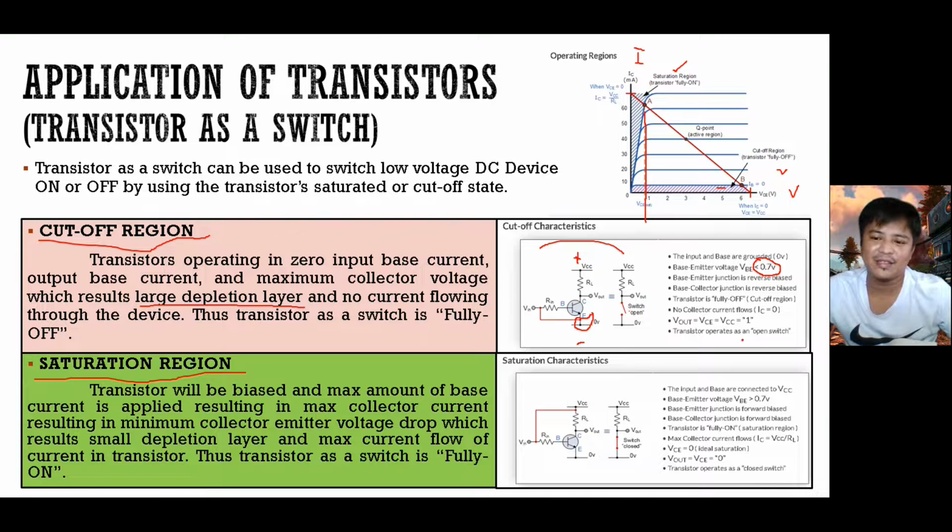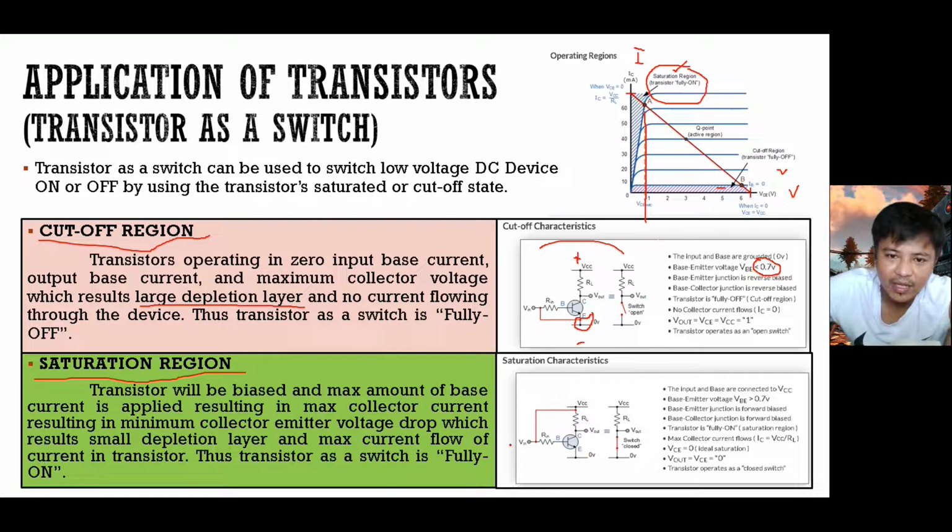So ganun po siya nagpa-function. Anything na lalampas dito, kung ang ating sinusupply sa kanya or ang ating VBE is greater na sa 0.7 volts, that's the time na magpa-process na ang ating transistor switch, which mapupunta naman siya sa ating saturation region na only functions as fully on. So ganun lamang siya. Doesn't matter kung ano na yung voltage mo sa kanya. For example, only 0.71, nasa fully on condition na siya. Kung 0.69, nasa off condition lamang siya.